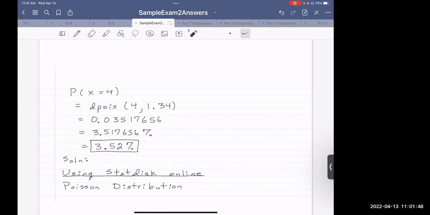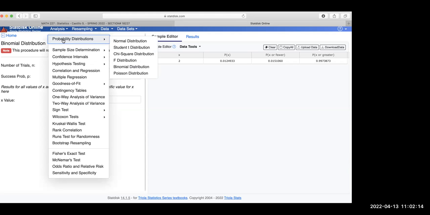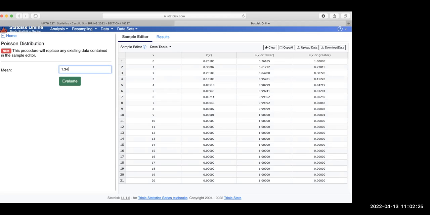So 3.52%. If you're using StatDisk Online, then let me type that in. And so we have Poisson distribution, mu equal 1.34. And so I want to find the probability that x is equal to 4. So let's go to analysis, probability distribution, the Poisson distribution. And so in this case, we have 1.34. And I want to figure out when x is equal to 4.